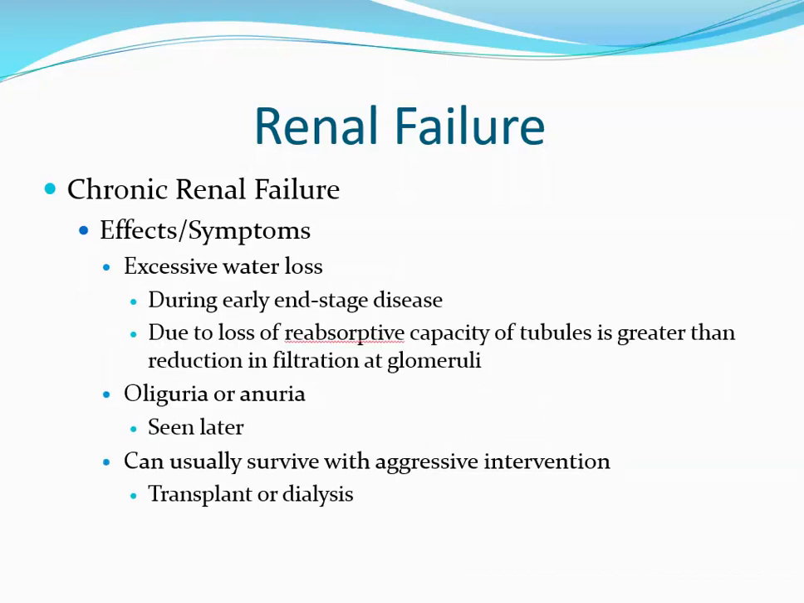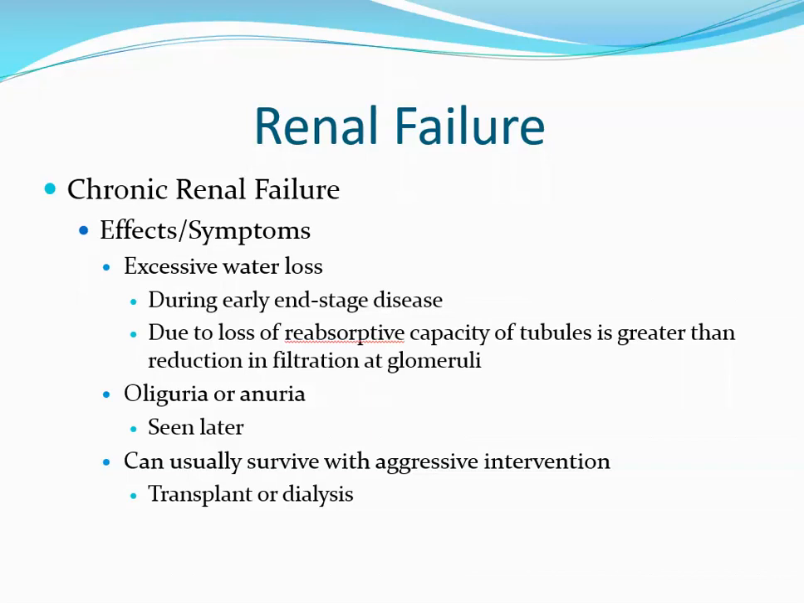The effects and symptoms: one is excessive water loss. This is seen during early end-stage disease. This is the result of the loss of the resorptive capacity of the tubules being greater than the reduction in filtration at the glomeruli. Let's review. In a normal functioning kidney, the glomeruli filter approximately 180 liters of fluid a day, and then the tubular portion is able to reabsorb 99% of that, so that the net output is roughly 1.8 liters.